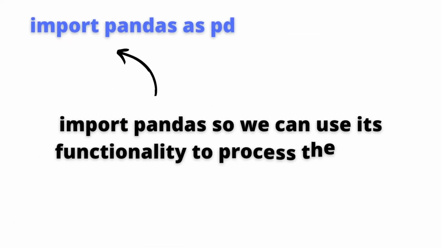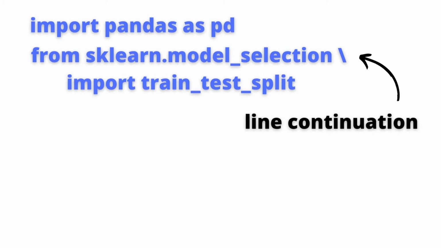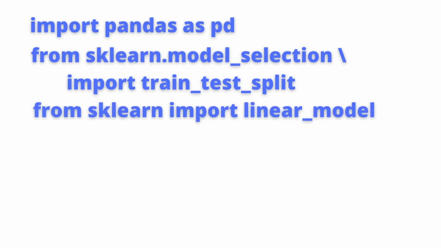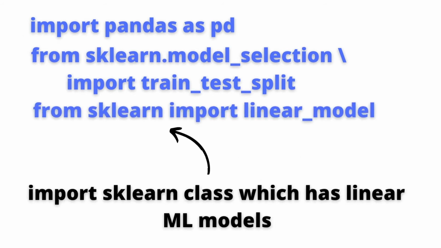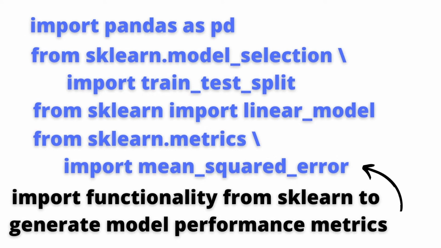We import pandas so we can use its functionality to process the data. From sklearn model selection, we import train test split. Notice the backslash, that's a line continuation. This means the two lines are treated as if they're on a single line. So we import train test split, and we also import linear model from sklearn, which contains a machine learning model. We also import mean squared error from sklearn metrics. We'll use this to calculate the metrics for the performance of the model's predictions.